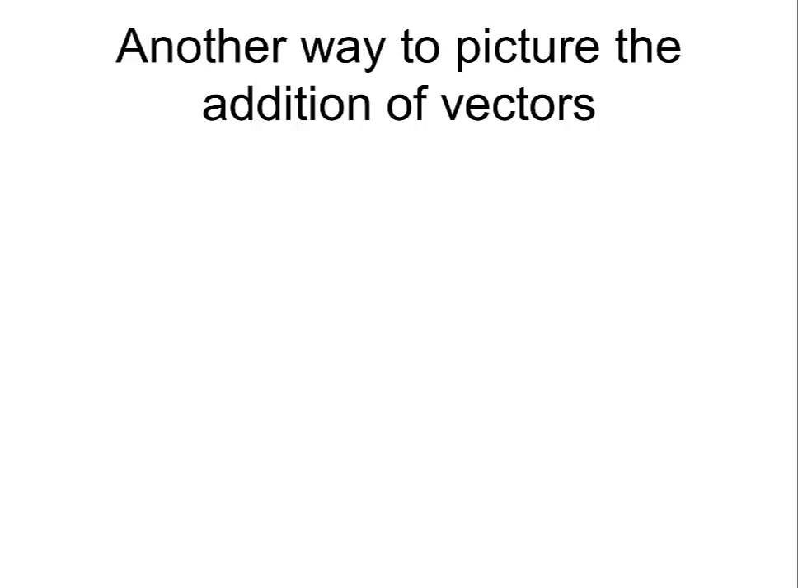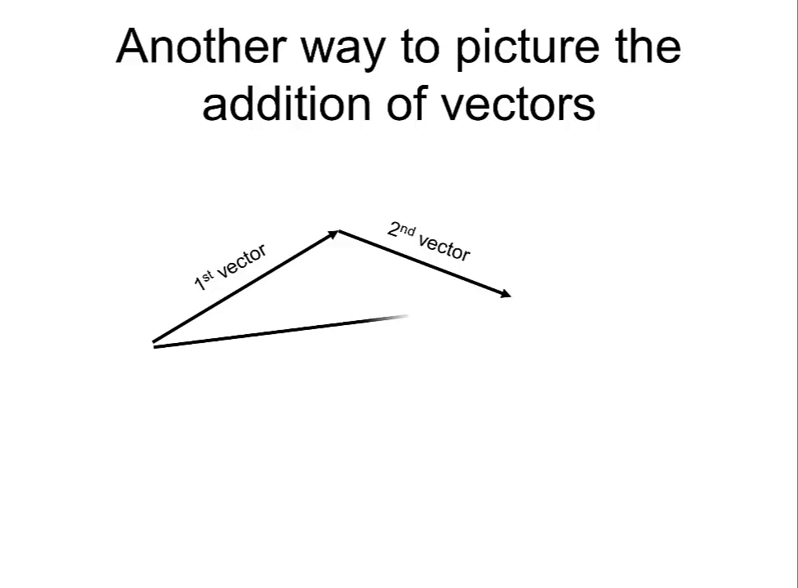Here's another way to picture the process. Start by drawing the first vector with its correct length and in its correct direction. Then at the head of the first vector, you begin drawing the second vector with its correct length and its correct direction. The sum of the two vectors will then point from the start of the first vector to the end of the second vector, from the tail of the first to the head of the second.